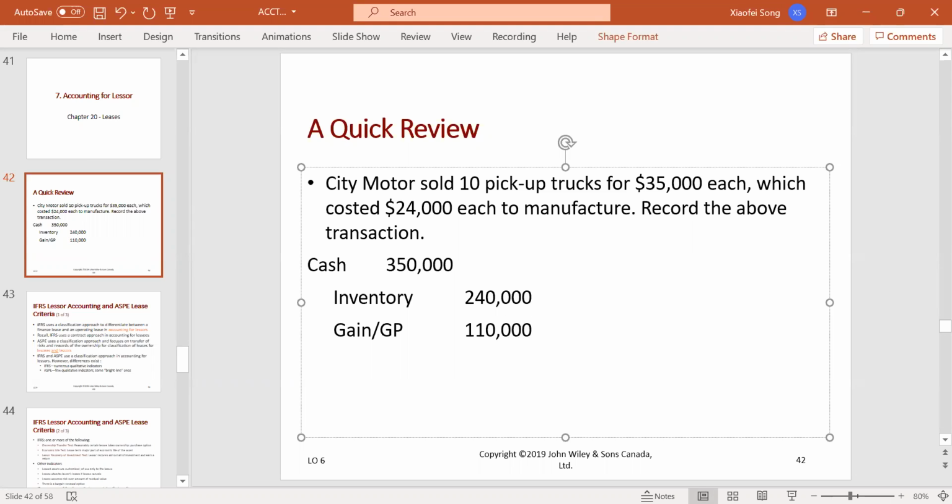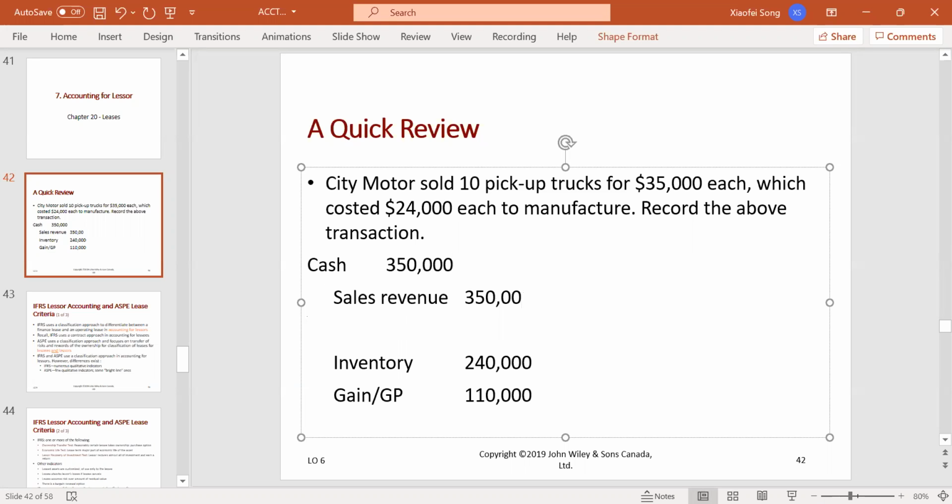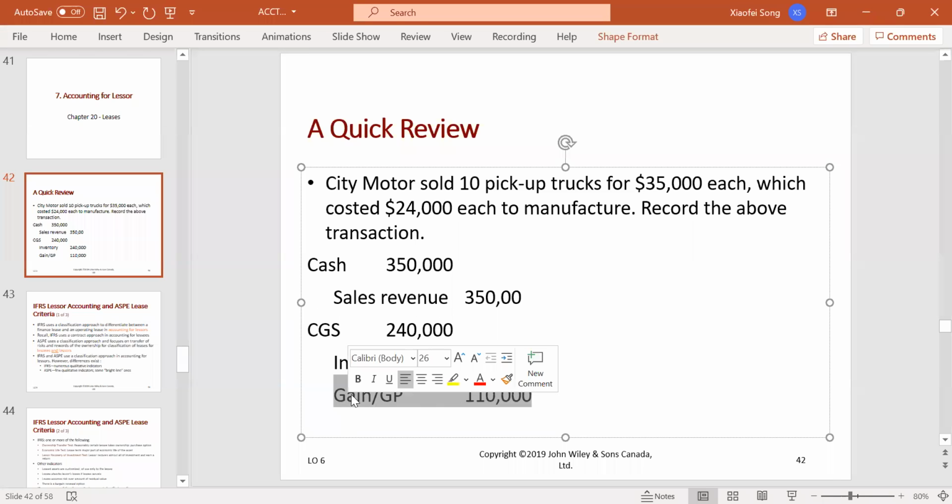No, okay. It doesn't look right. How do you want to fix it? I agree with you. It's not the way to record it. If you debit cash and then credit what's sold, that would be sales revenue, $350,000. And then we debit cost of goods sold, $240,000. Yes, indeed, that's how we do it.